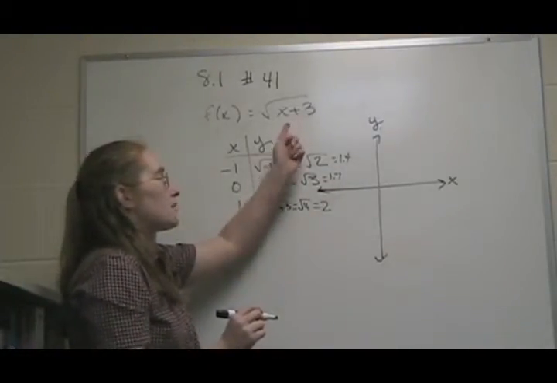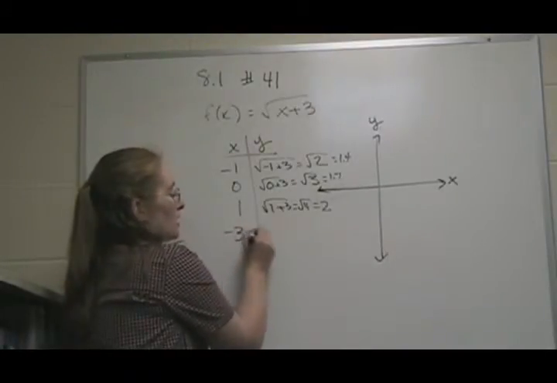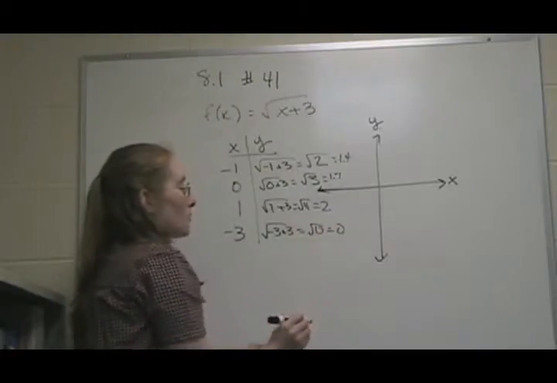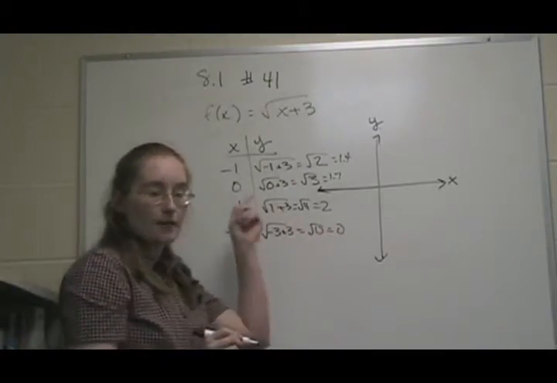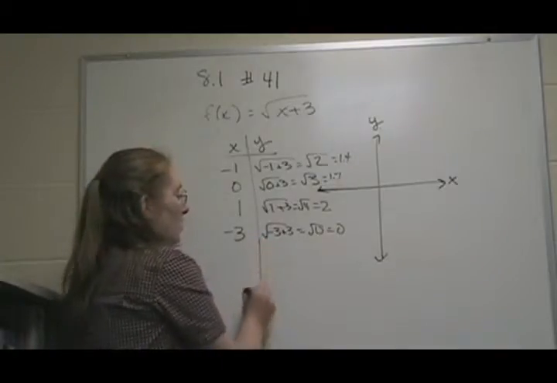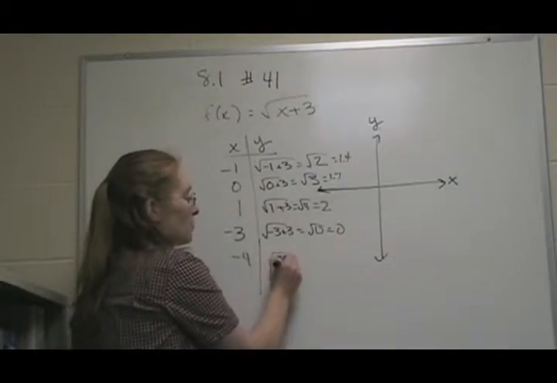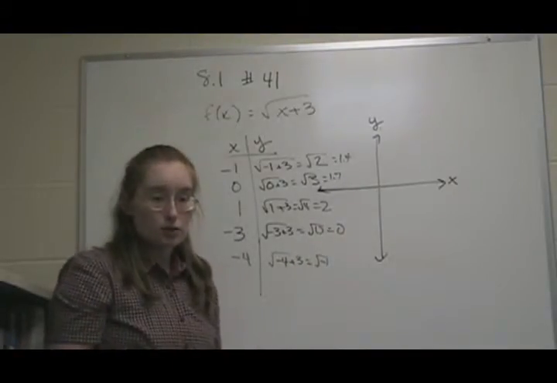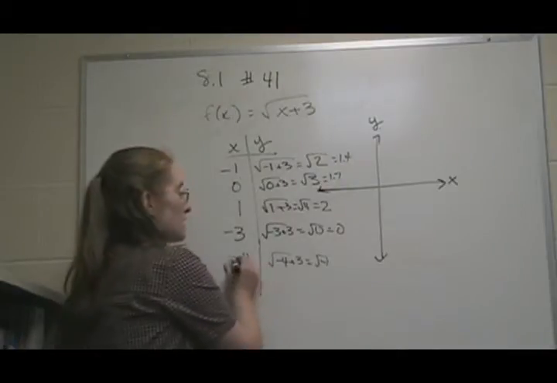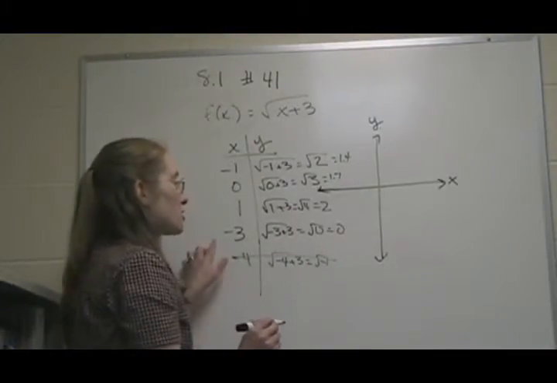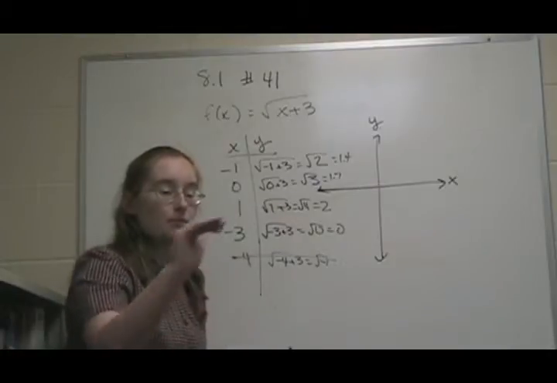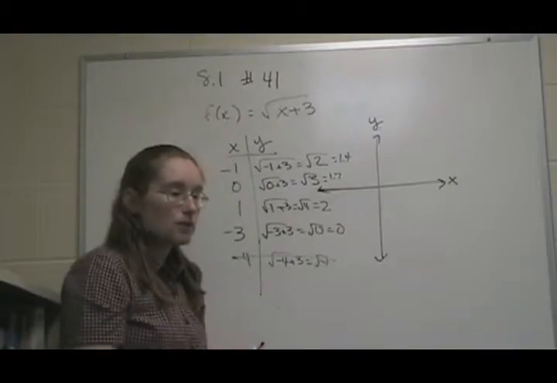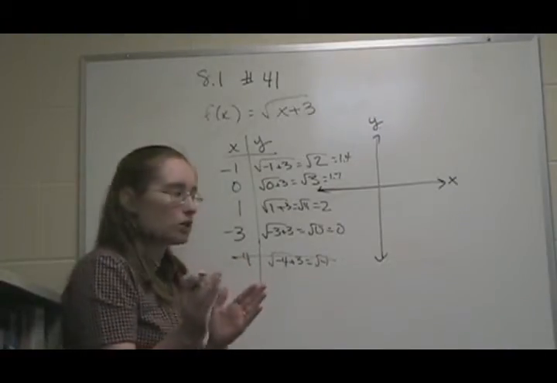Now looking at this, if I put a negative 3 in here, negative 3 plus 3, square root of 0 is going to give me 0. Now this is important because then I have both of my x and y intercepts with this. Now what if I put a negative 4 here? Negative 4 plus 3, square root of negative 1. Can I take the square root of a negative number? No, this does not work. So we know this is probably where it's going to end. Remember, we can never take the square root of a negative number. That's the reason all your square root graphs have that one-sided look to them.